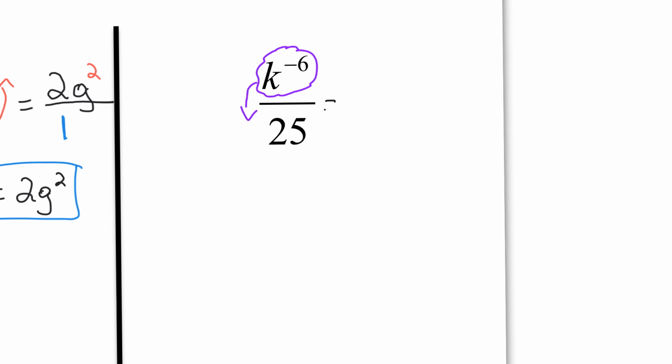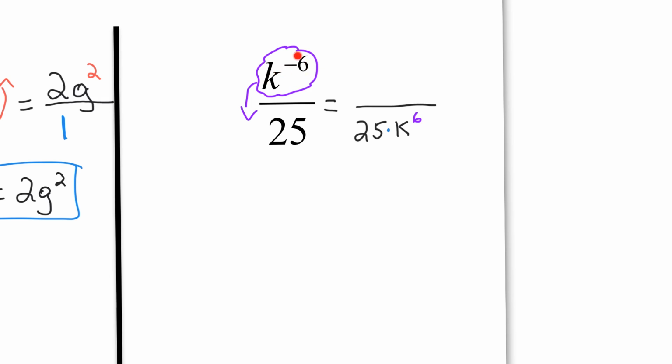Now this one, you have to be careful, because when you take it to the bottom, I have the 25 on the bottom. Notice this one doesn't have a negative exponent. So I'm going to keep the 25 on the bottom, but I'm going to take the k to the bottom, and I am multiplying 25 times k to the 6th power. So the 6 becomes positive.